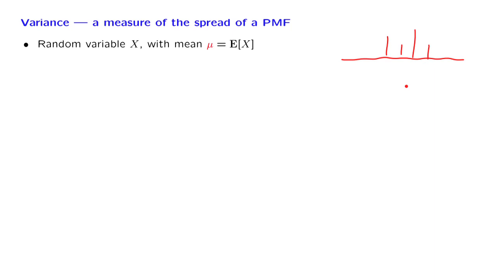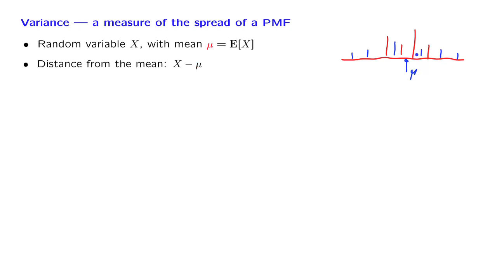And consider another random variable that happens to have the same mean, but its distribution is more spread out. So both random variables have the same mean, which we denote by mu, and which in this picture would be somewhere around here. However, the second PMF, the blue PMF, has typical outcomes that tend to have a larger distance from the mean.